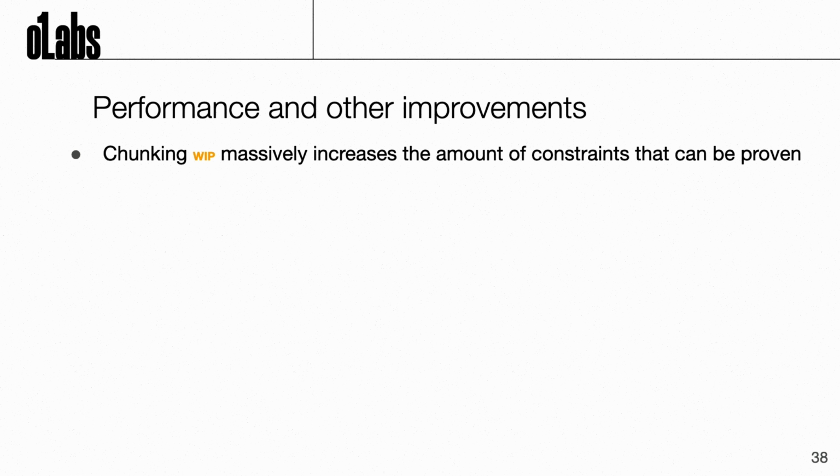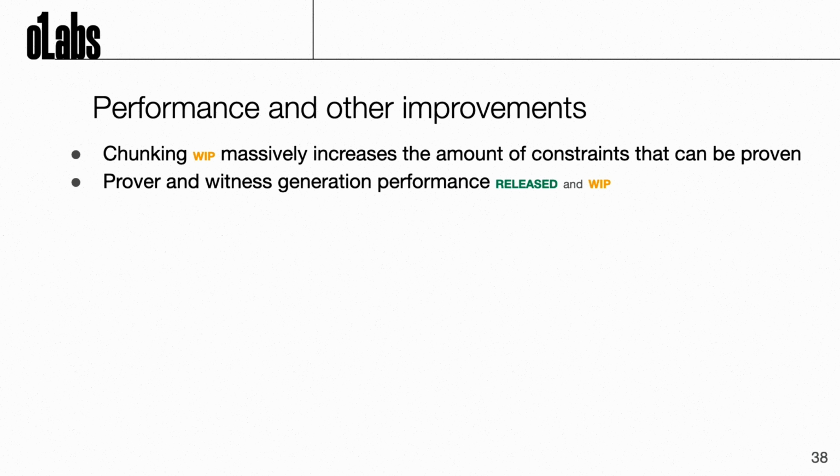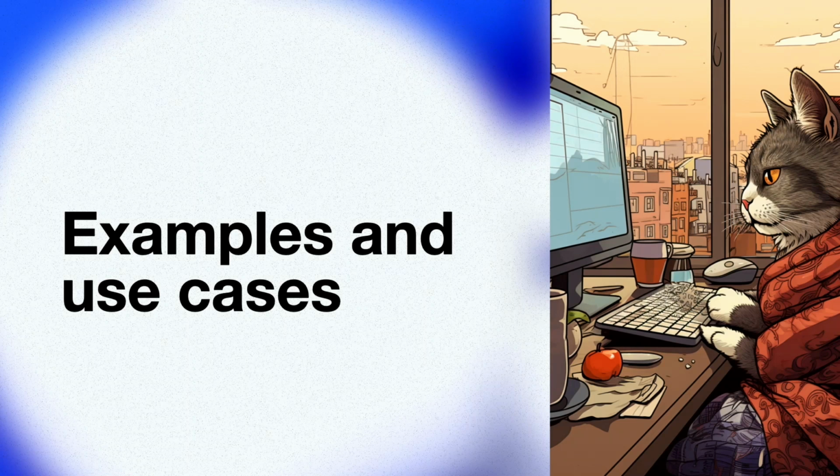We are also very actively working on other improvements and performance. Chunking will be a big one that will massively increase the amount of constraints that can be proven. We just have recently finished prover and witness generation performance, which we have landed, but there's still more work to do. We have just recently finished implementing prover artifact caching, so you can compile your prover artifacts. There's folding coming, which we are working on, which will be a big and interesting feature, and more.